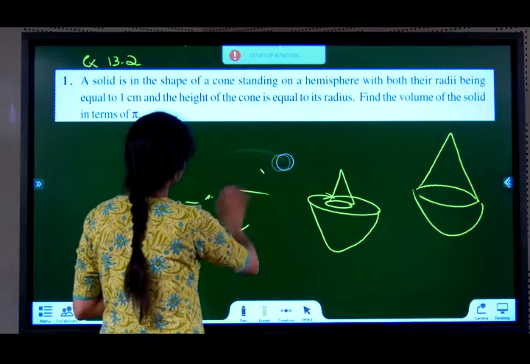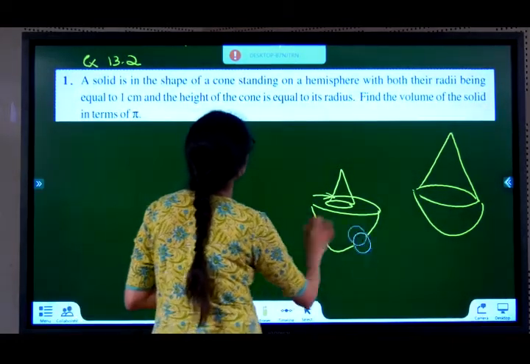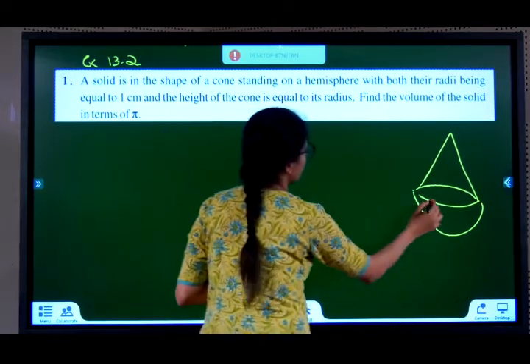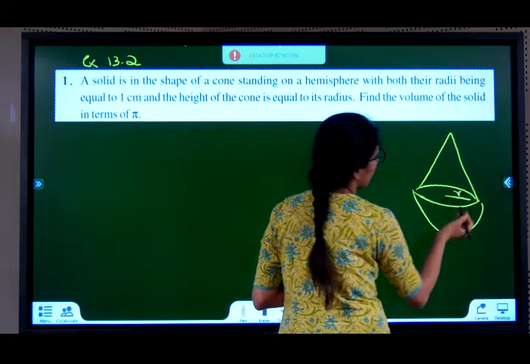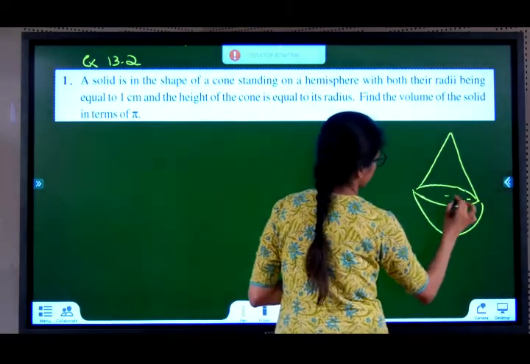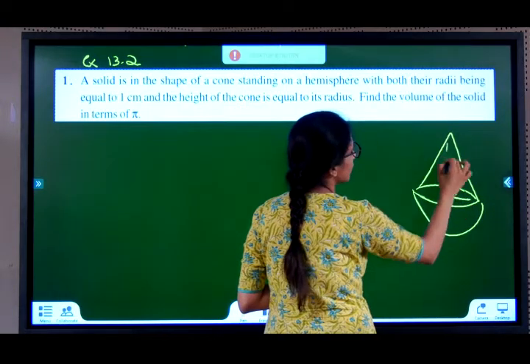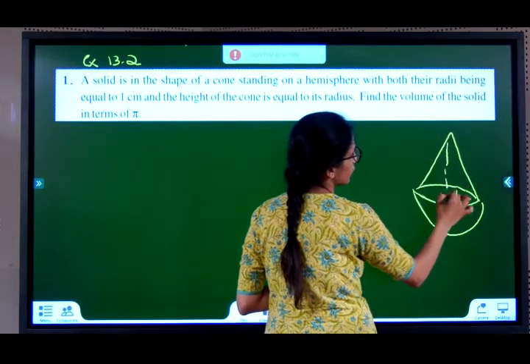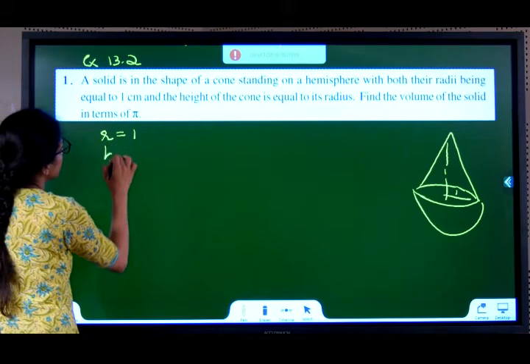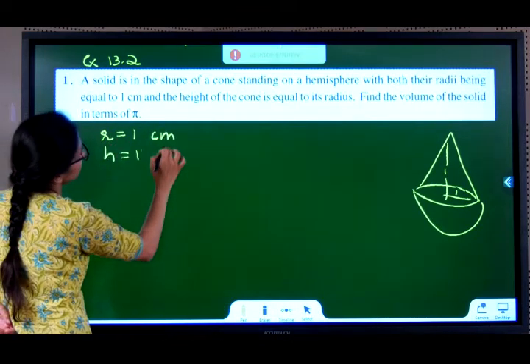So both their radii given are 1 and the height of the cone is equal to its radius. So both their radii are 1 and height of the cone is equal to radius. Radius is 1. So can I say this is also 1? Yes. So R is equal to 1, H is equal to 1.